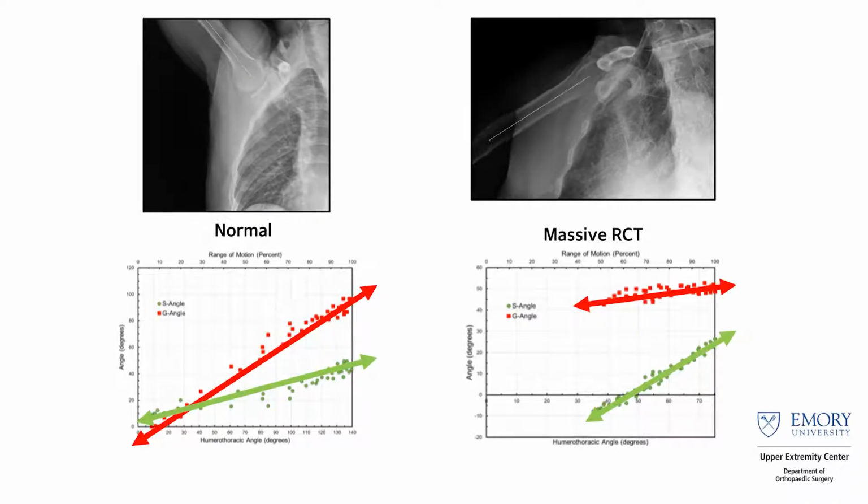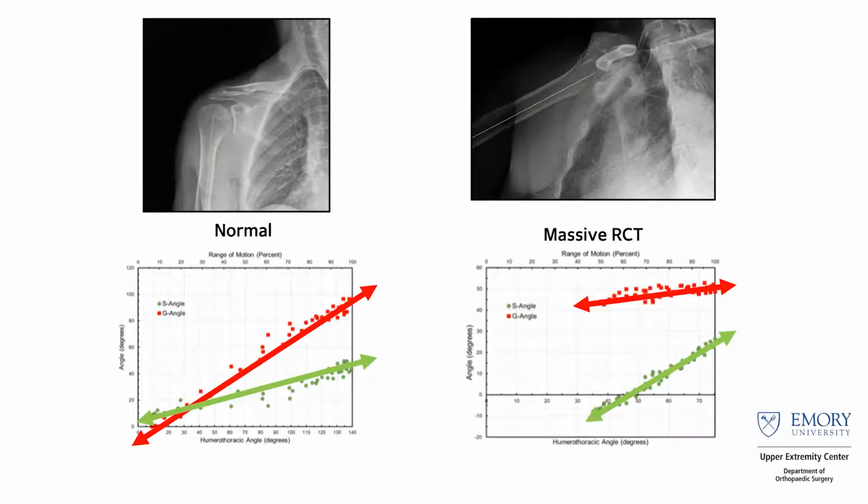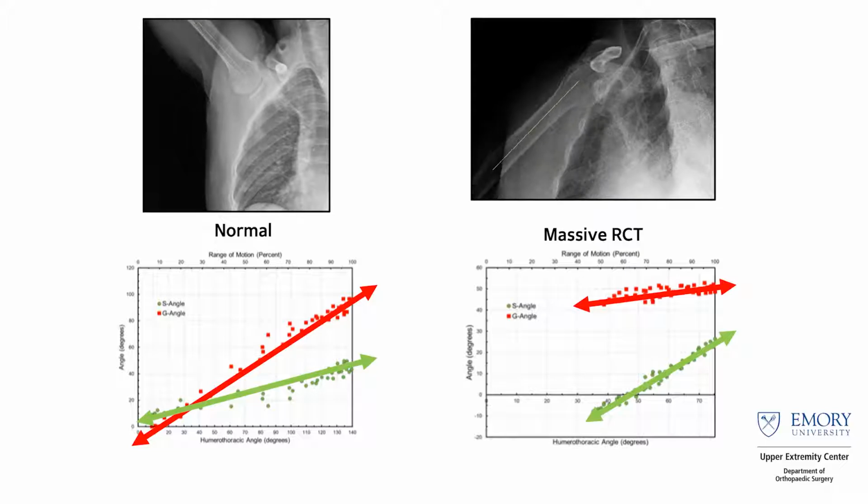So that shows how much these patients are compensating, and how they can trick you into thinking they have more motion than they actually do. Well, they don't really. It's really their scapula that's giving them this motion.